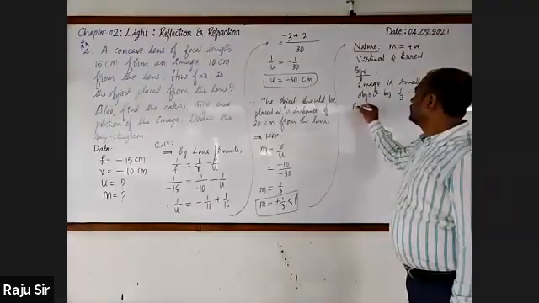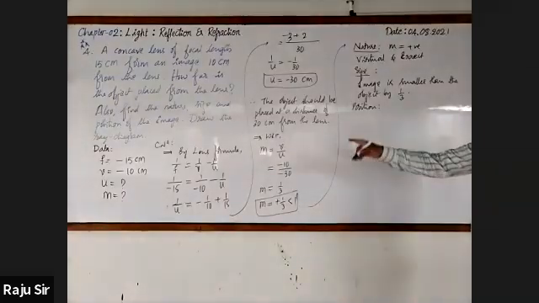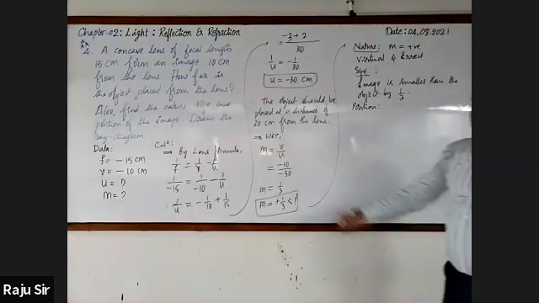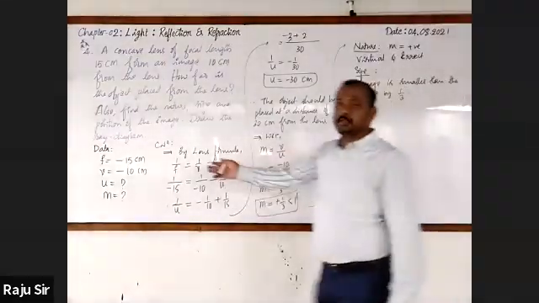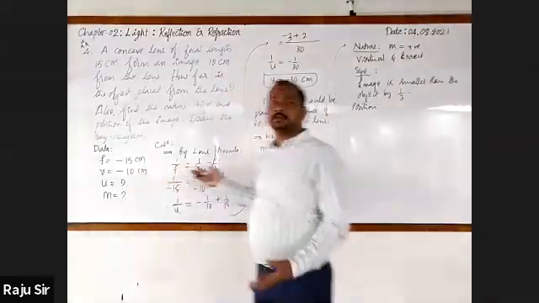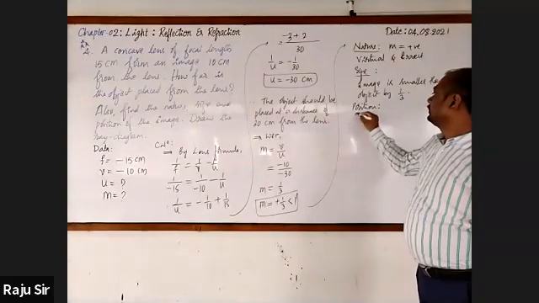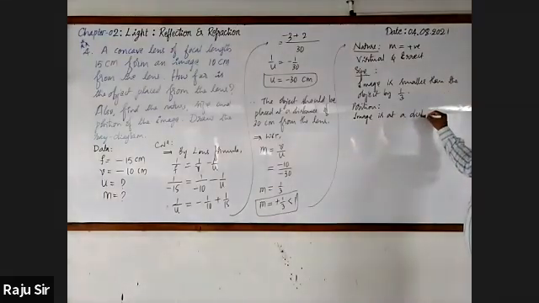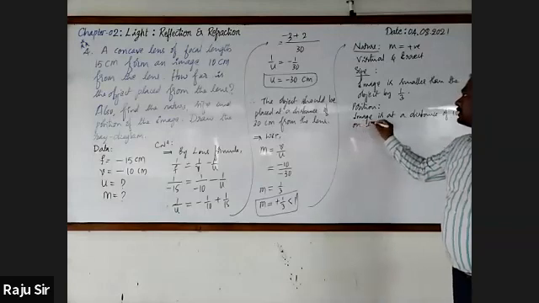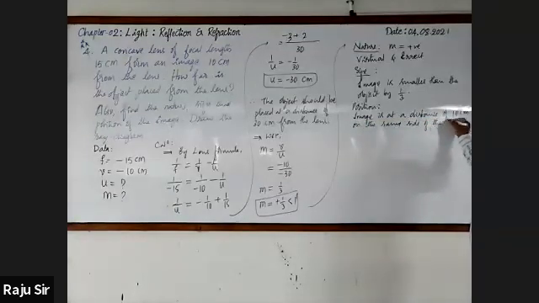Next, position. Where is the image? Image is at a distance of 10 centimeter from the lens on the same side of the object.